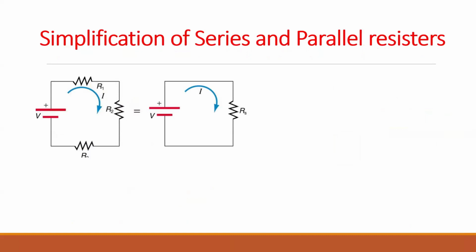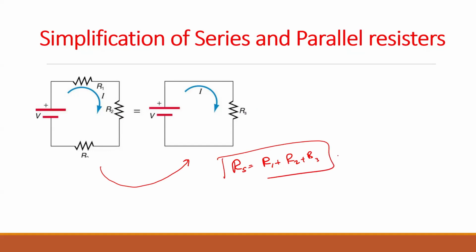Okay, now we need to know how to simplify resistors in series and parallel. Simplification means when we have many resistors together, we should know how to combine them into a single resistor. Whenever we have resistors in series, we can make them a single resistor just by adding them. If you add the 3 resistors, you will get the equivalent resistance.